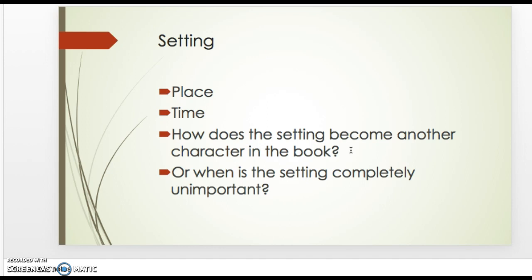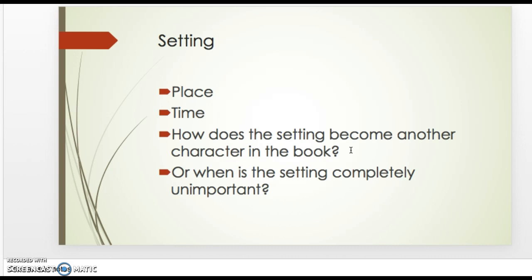So thinking about some of the books that you've read recently, like I recently read a book called Pachinko, and Pachinko was set in Japan, but the main characters in the book were Korean immigrants in Japan. And so the setting of Japan really influenced how these characters acted, and in that sense became another character in the book.